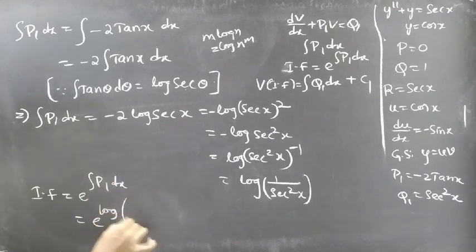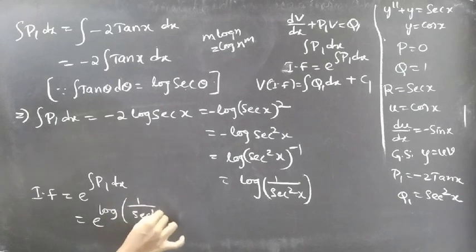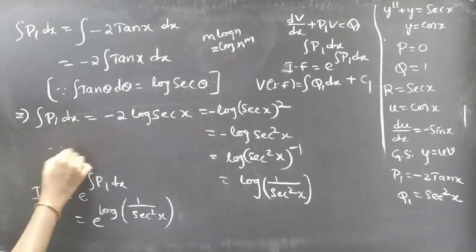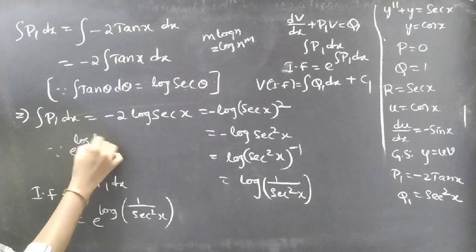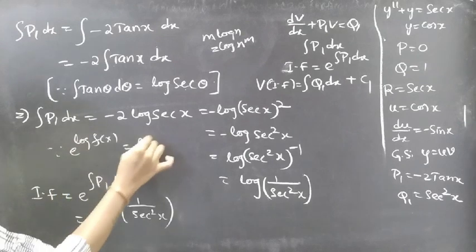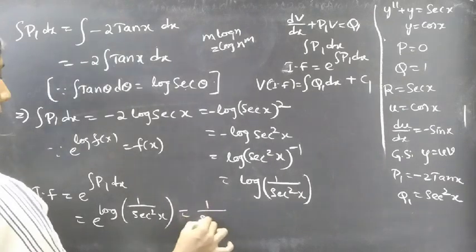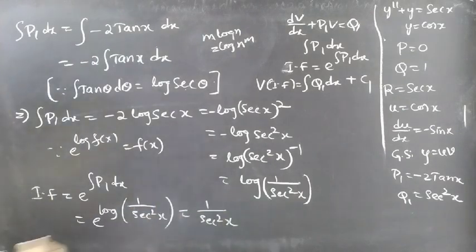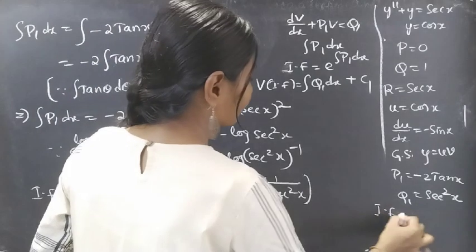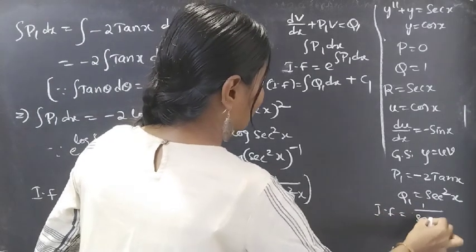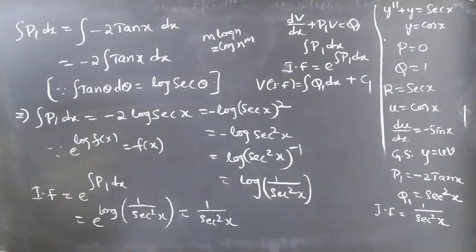Now find the integrating factor using e power integral p1 dx, which is e power log of 1 by secant square x. Since we know that e power log of some function of x equals that function of x, we get 1 by secant square x. So we got the integrating factor 1 by secant square x.